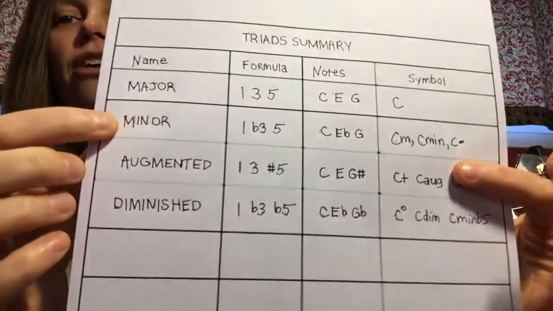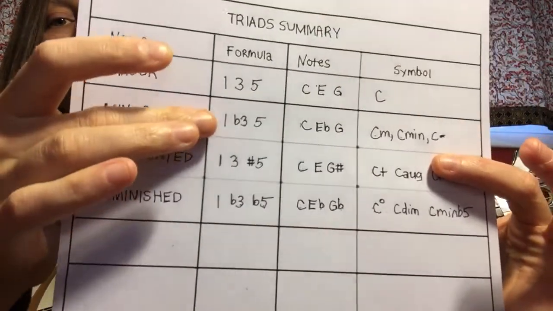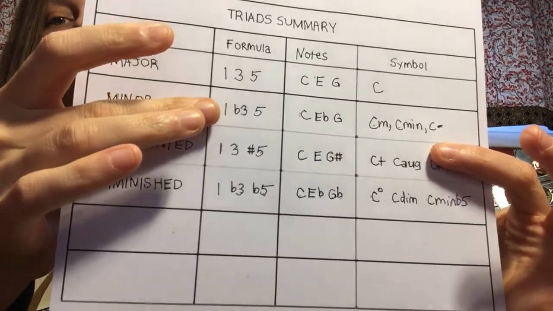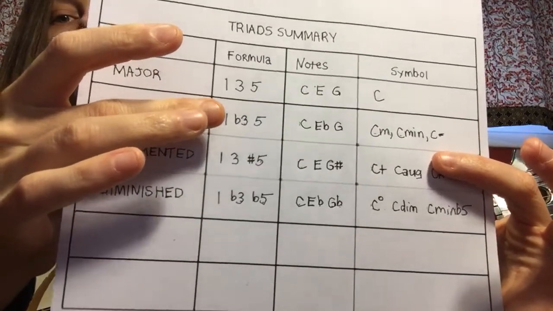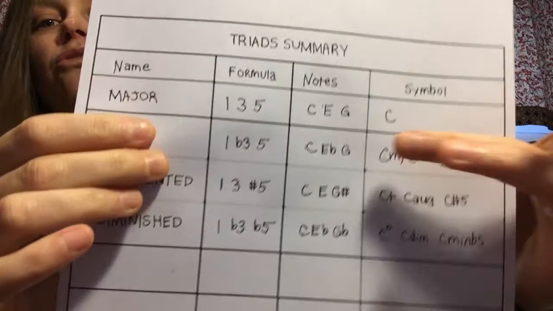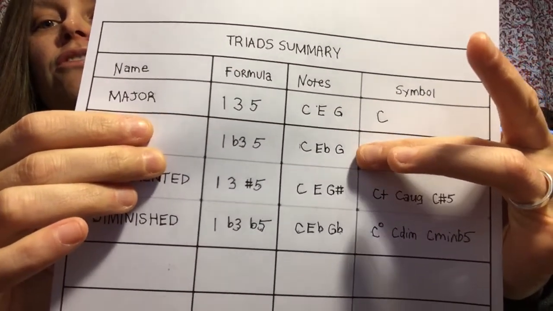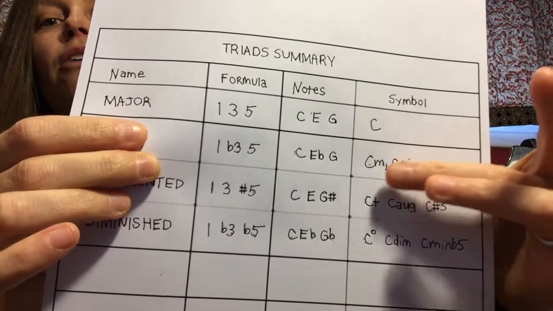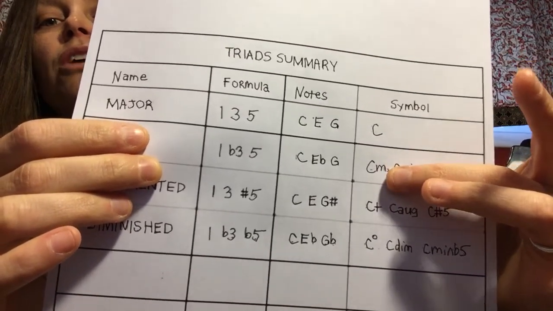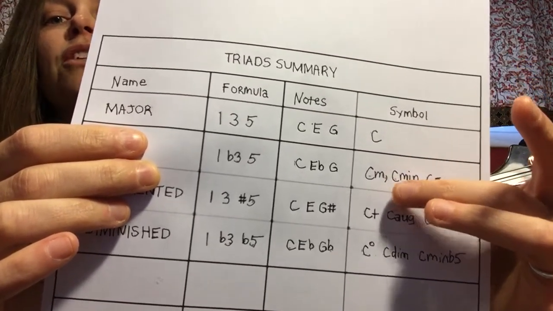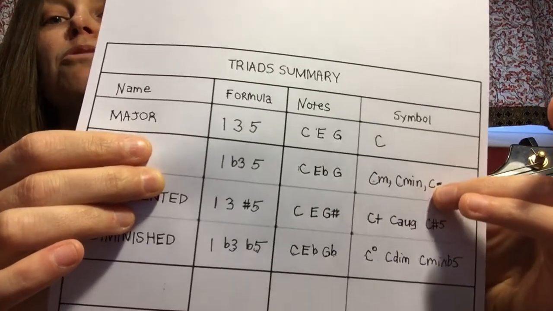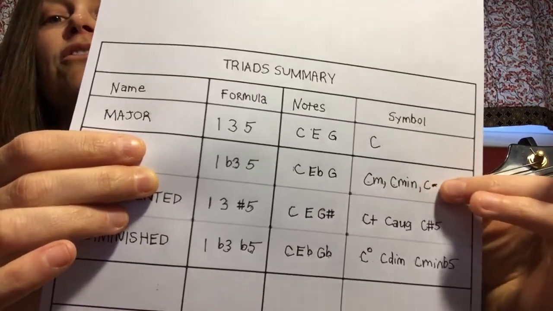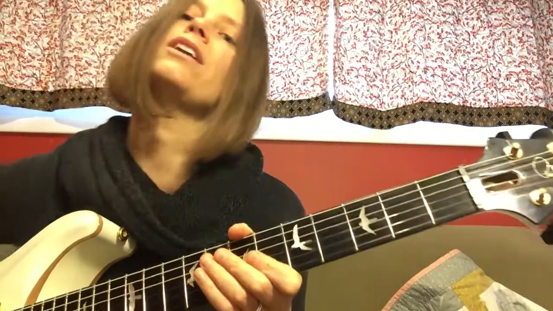So after C major, you have minor. The formula for a minor chord is 1 flat 3 5, which is root, minor 3rd, 5th. So those notes in C are C, E flat, G, and the way that you'd see a C minor chord, C with a lowercase m. Sometimes people write it C-M-I-N. Sometimes people write it C with a minus sign. So those are ways that you would see a C minor chord written out.